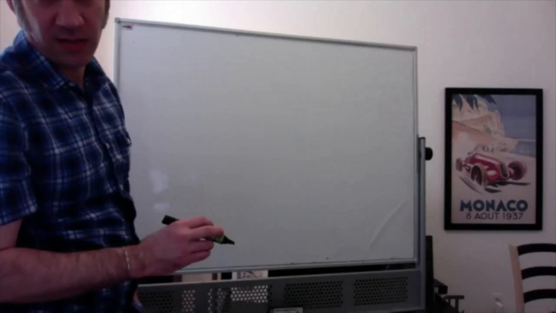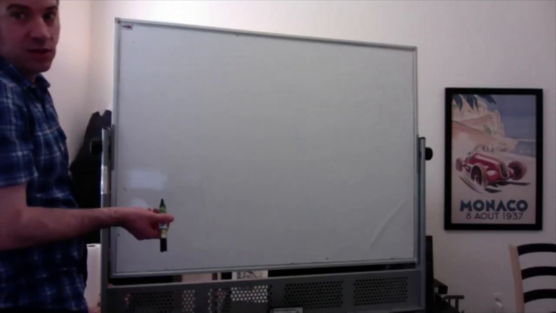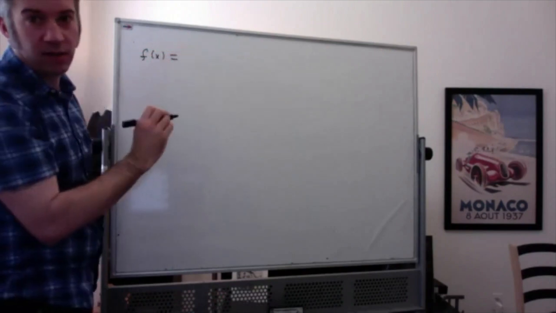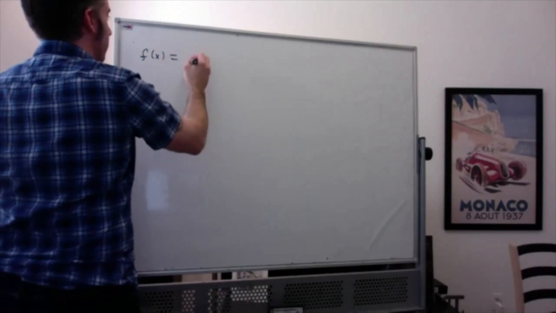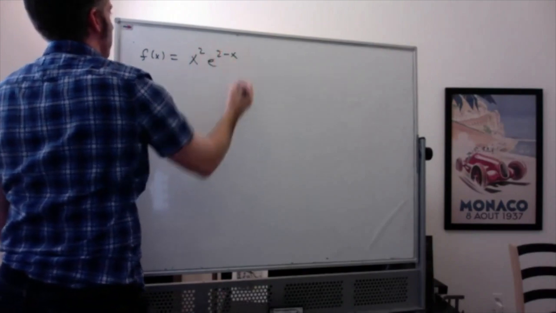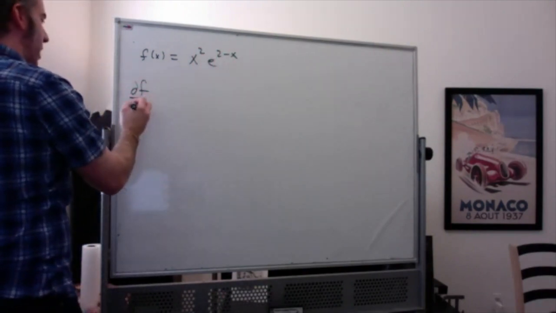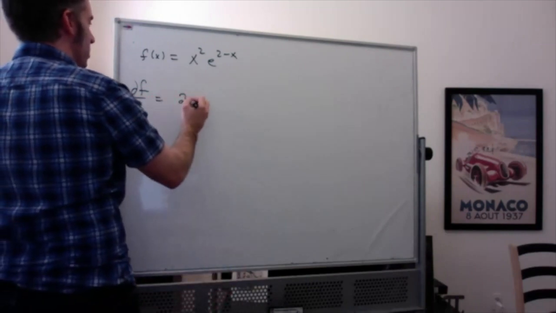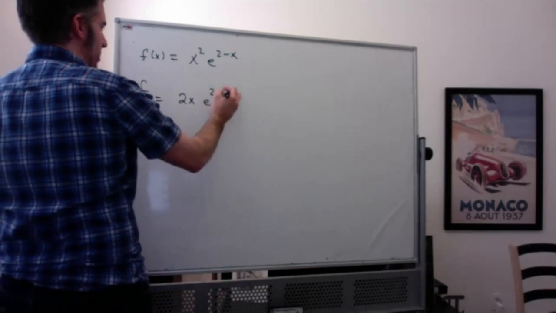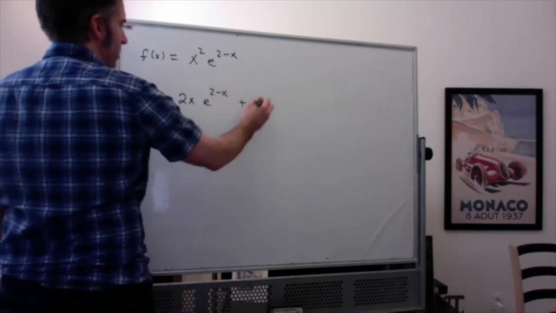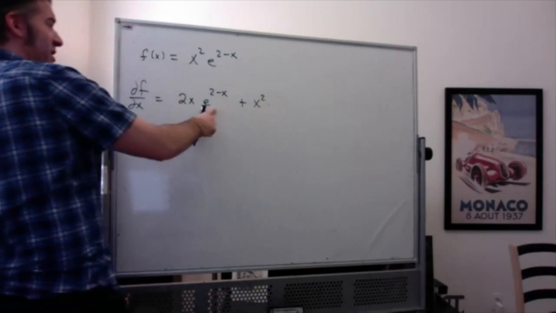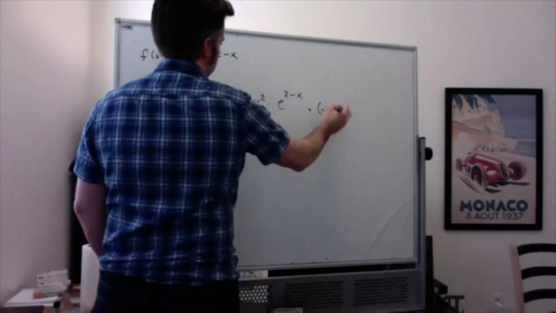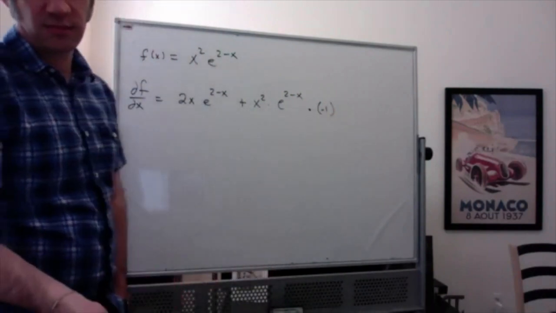All right, let's look at number 6 on this handout, which is just finding the derivative of the following: f of x equal to x squared times e to the 2 minus x. So let's find df dx, or f prime of x if you prefer. This is going to be 2x times e to the 2 minus x plus x squared times the derivative of e to the 2 minus x, which is e to the 2 minus x times negative 1. And that's all this question asks.